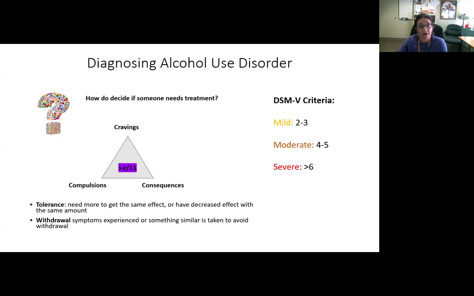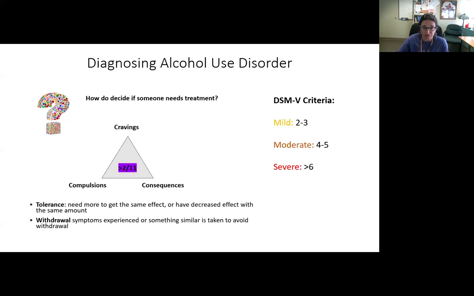And we have up to 11 criteria. I always learned of them grouped in terms of tolerance and withdrawal. So those physical signs: tolerance, needing more to get the same effect, and withdrawal, having those symptoms when you're not taking the substance. And then the 3 C's, which are grouped and taught different ways, but cravings being one that was actually new in DSM-5. What left from DSM-4 was legal problems, but cravings came into the picture.